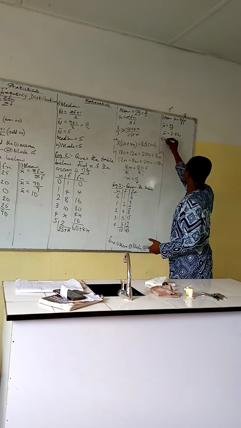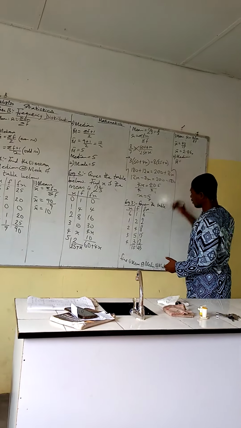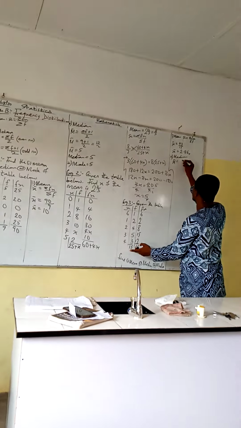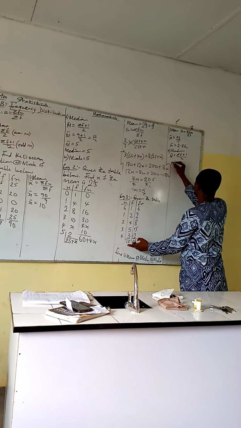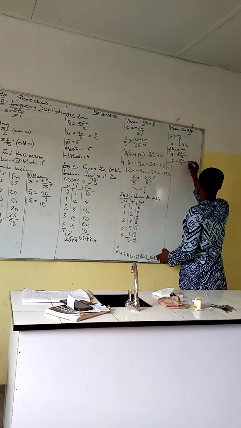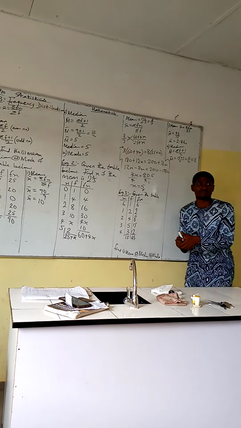For us to get our median, we'll first find m bar. What formula are we going to use? Our summation f is 15. So I use the second formula, which is summation f plus 1 over 2. Is that not? Yes, sir. Our m bar equals summation f, that is 15, plus 1 over 2. That gives us 16 over 2, which is 8.